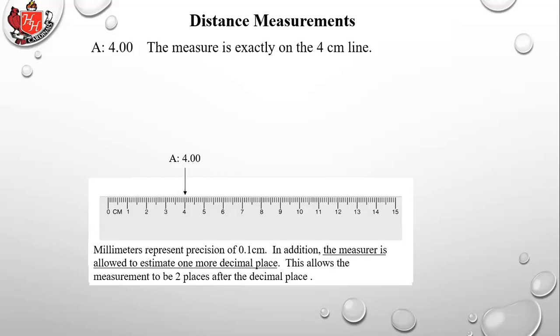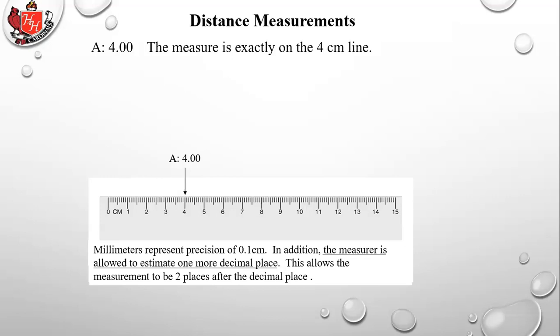You're allowed to guess 1 additional digit. In other words, if you think that number is in between 2 of those little tiny millimeter lines, you can estimate what you think that number is. That's an estimate digit. So let's read this. Millimeters represent a precision of 0.1 centimeters. So you can definitely see 4 point something: 4.1, 4.2, 4.3, up to 4.9. You can definitely see that.